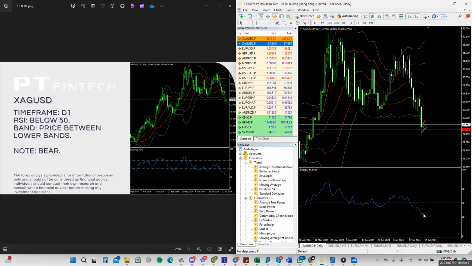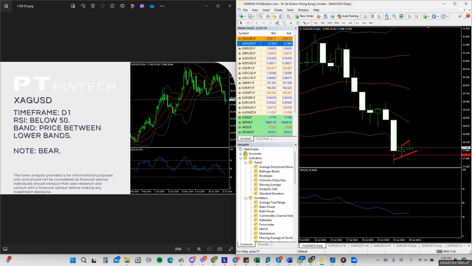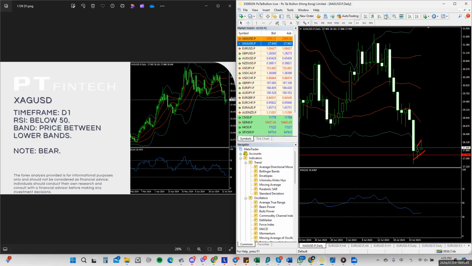So RSI, it claims it's below 50. Okay, and then the bands, it's currently trading between the lower bands. This type of setup is more of a bearish move for the market. Okay, so for silver, from what we see, seems to be more bearish. The notes on PTips say that it's bearish momentum. You see the prices are trading in between the lower bands, so that is more bearish, and the RSI is below 50, so it is also a good combination for a bearish trend right now.